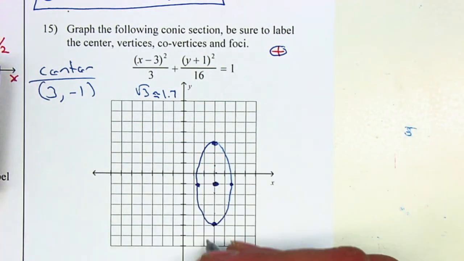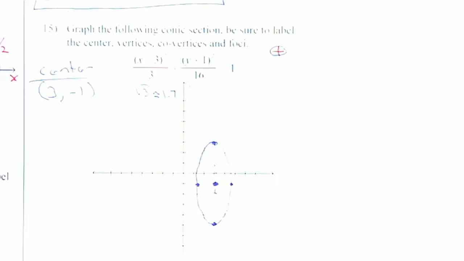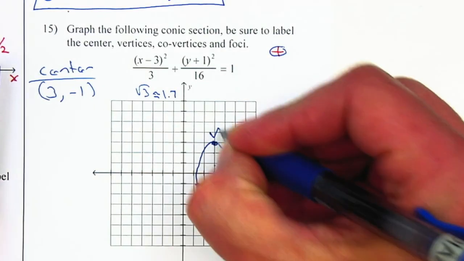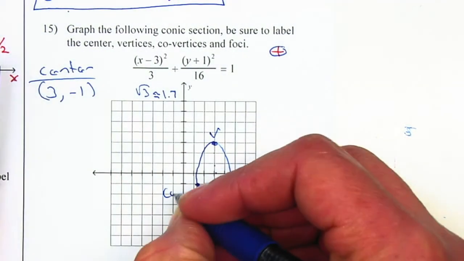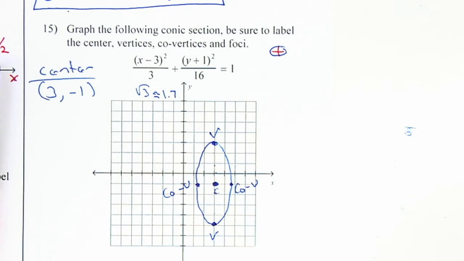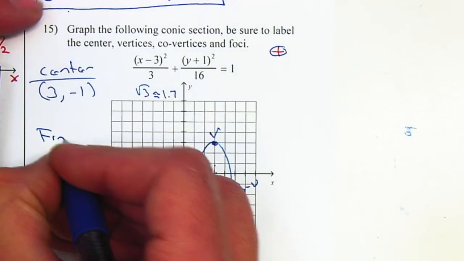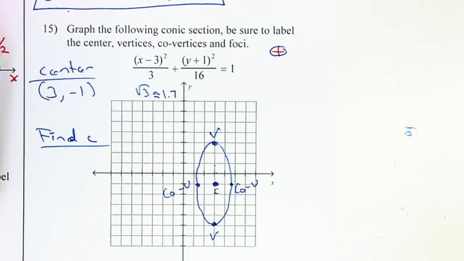So let me label it. Remember, this is your center. Your longest side will be your vertex. Your shorter side will be your co-vertex. The last thing I need to do, I need to be able to find my focus. So I'll find C, because C will tell you how far your focus is from your center.